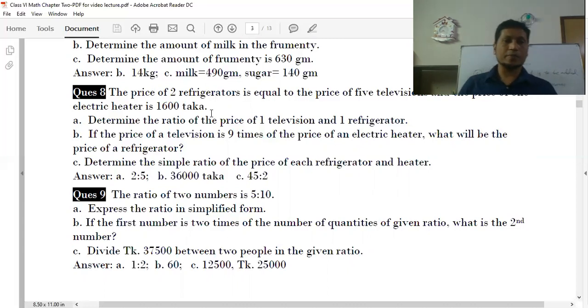Okay. And now part C says determine the simple ratio of the price of each refrigerator and a heater. From B, you will get the price of a refrigerator, and the price of an electric heater is already given as 1600 taka. So you will find the simple ratio between them. This will give the answer of part C.